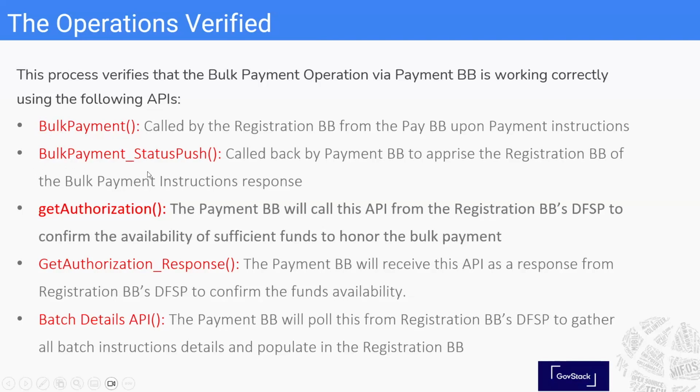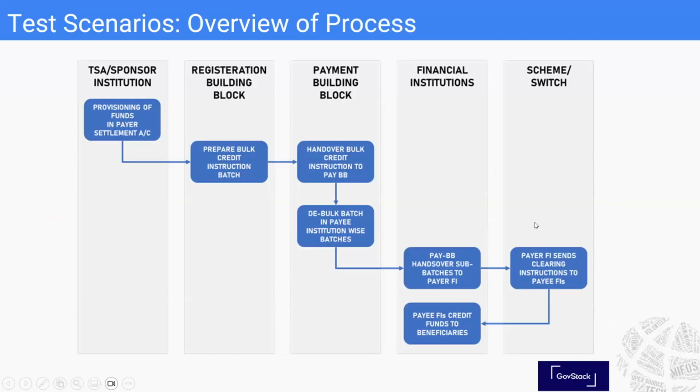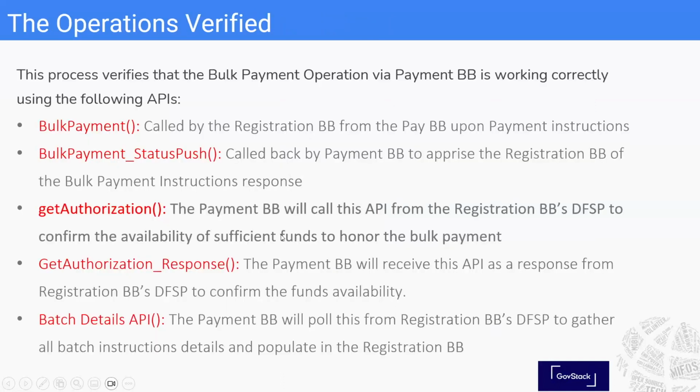And then we've also verified the bulk payment status push. This is the callback API, which we talked about here: once a financial institution has been handed over a batch and has disbursed the payments, this is what they send back. They call back this API and let the payment hub know the status of the various sub-batches.